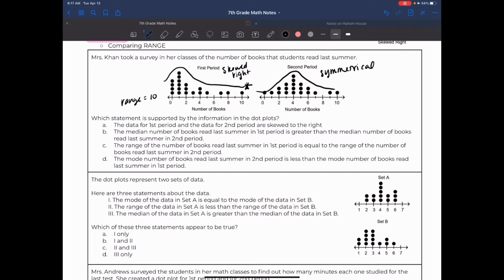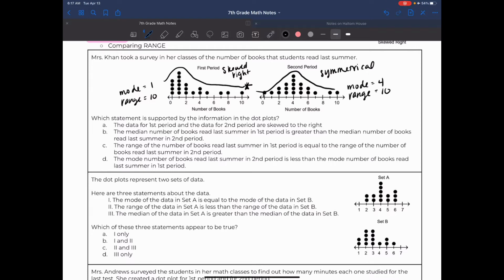Same thing for this guy. I have a dot at the 0 and a dot on the 10, and I know 10 minus 0 is 10. I already see that the mode is 1 for the first period. The mode is 4 for the second period. So it kind of looks like second period reads more books on average than first period does. And that's it. That's all I'm going to observe because those are the easy things.